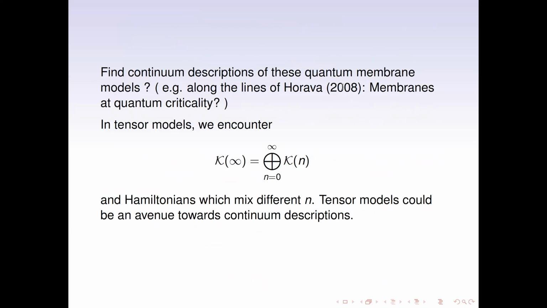We have these models that mathematically look like quantum membrane models. Can we build physical continuum descriptions whose quantization produces these models? There are discussions of non-relativistic membrane theories of Horava. Can we make some contact with those using these combinatoric models? I mentioned this K of n comes in tensor models, where you're looking at degree n invariants. In tensor models, you're in general interested in all degrees, n goes from 0 to infinity, so you're interested in an infinite version of this as well. People in tensor models have investigated Hamiltonians, even more complicated than the ones I have described, which even mix different n's. So tensor models could be an avenue towards continuum descriptions of these interesting quantum mechanical systems.